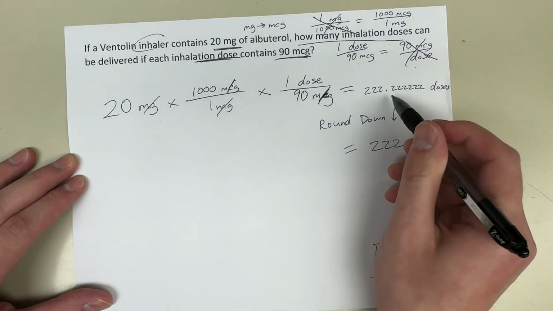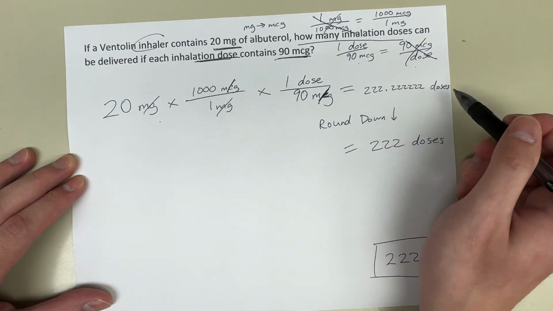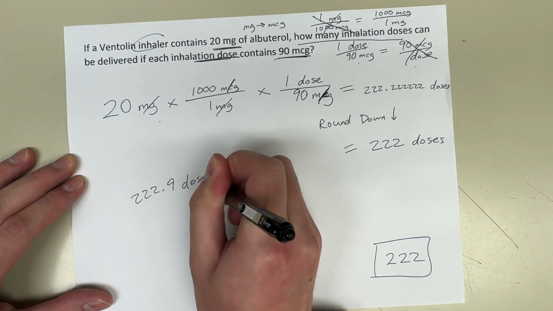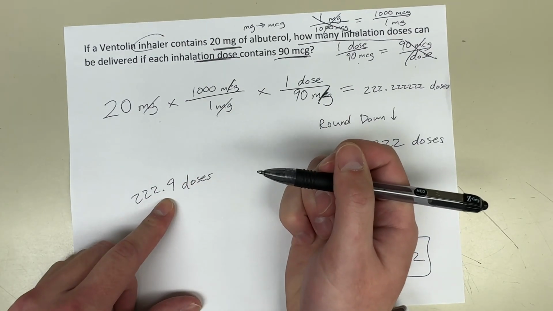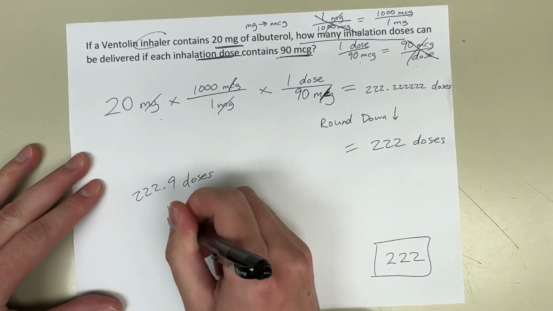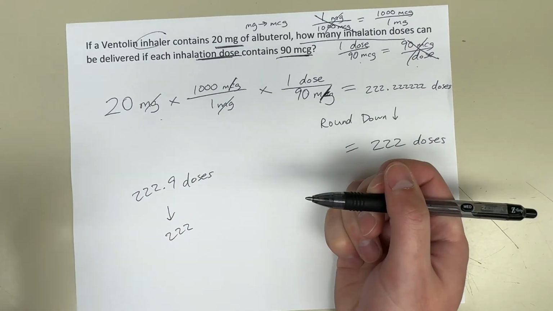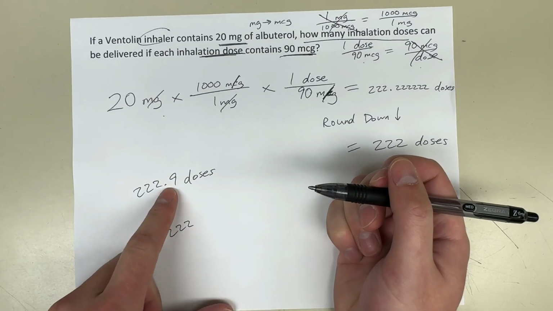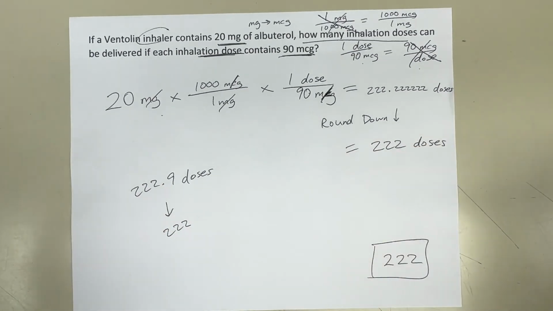So let's pretend that instead of 222.2 repeating, the answer was 222.9 doses. So even if you get this number when you calculate it, you still round down to 222 instead of 223 because you can't give 0.9 of a dose. You always round to the nearest whole dose because that's how much you're going to give to the patient.